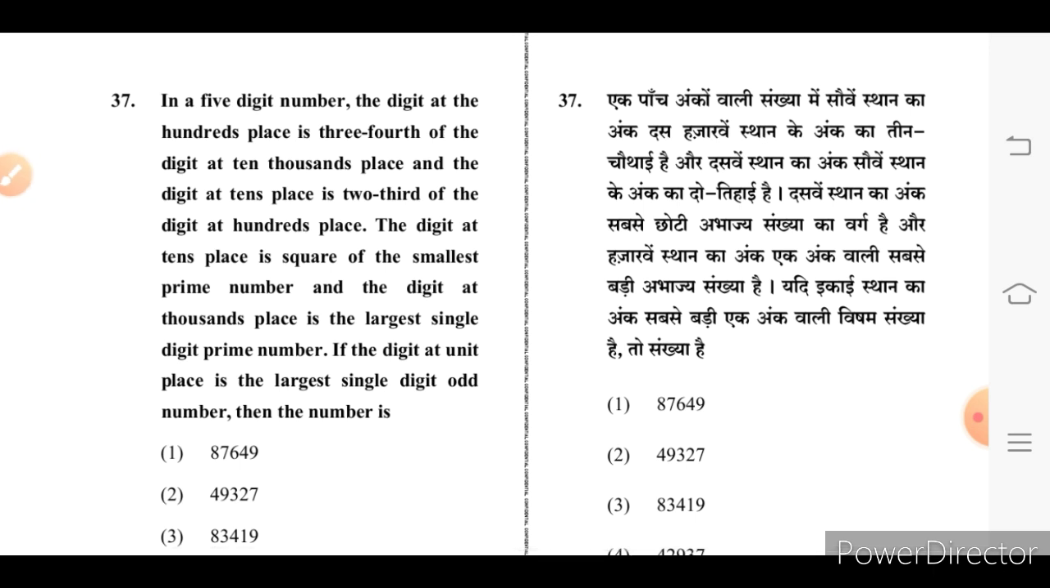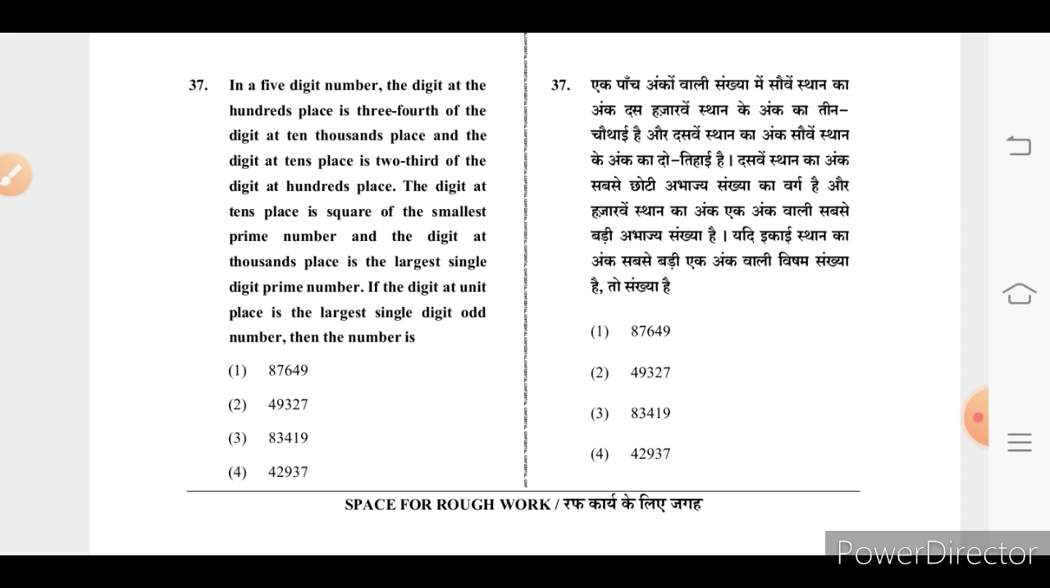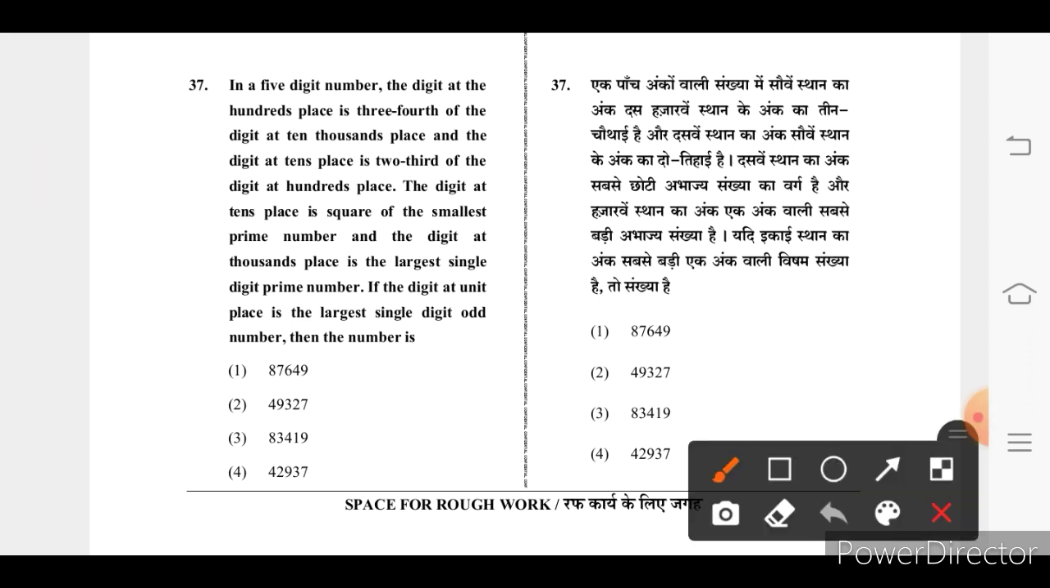Don't think about this type of questions. First see the answer, go through the options. Don't get tense just because such a big question has come. Here we have a logic.